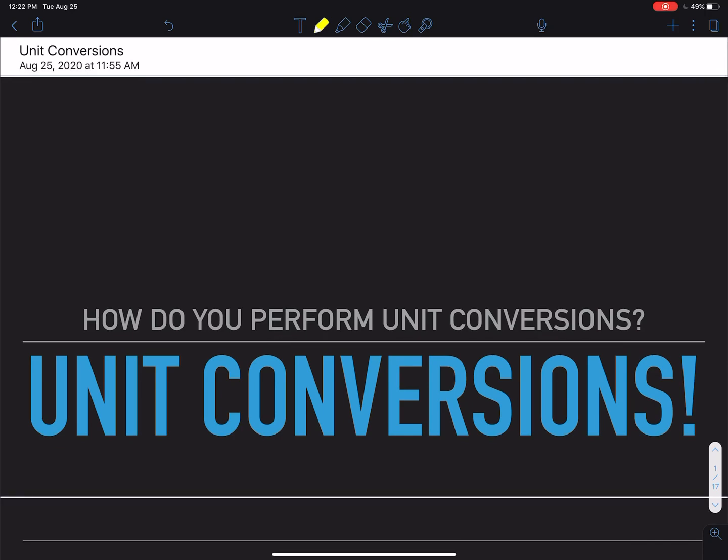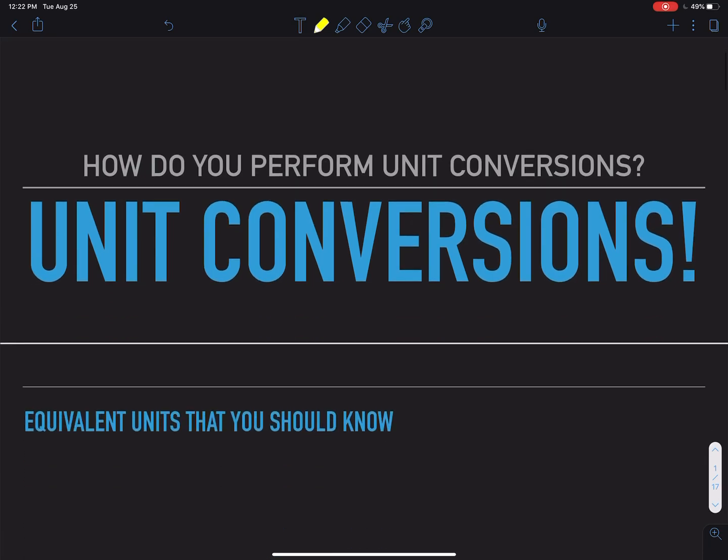Okay guys, so today we are going to learn about unit conversions. Our essential question for the day is, how do you perform unit conversions? So today we're going to look at how we change units over a variety of ideas.